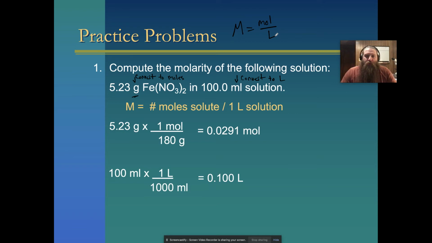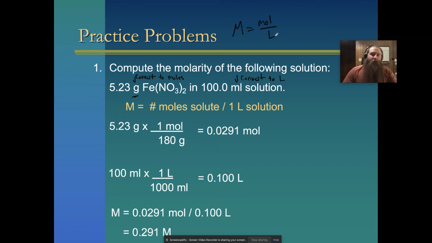And so take my formula, plug it in. 0.0291 divided by 0.1 liters. And I get a molarity of 0.291. There it is. That's easy math. That's basic math. We do our little conversions. We plug it into the formula. We're golden. All right. So I know you guys can do that.